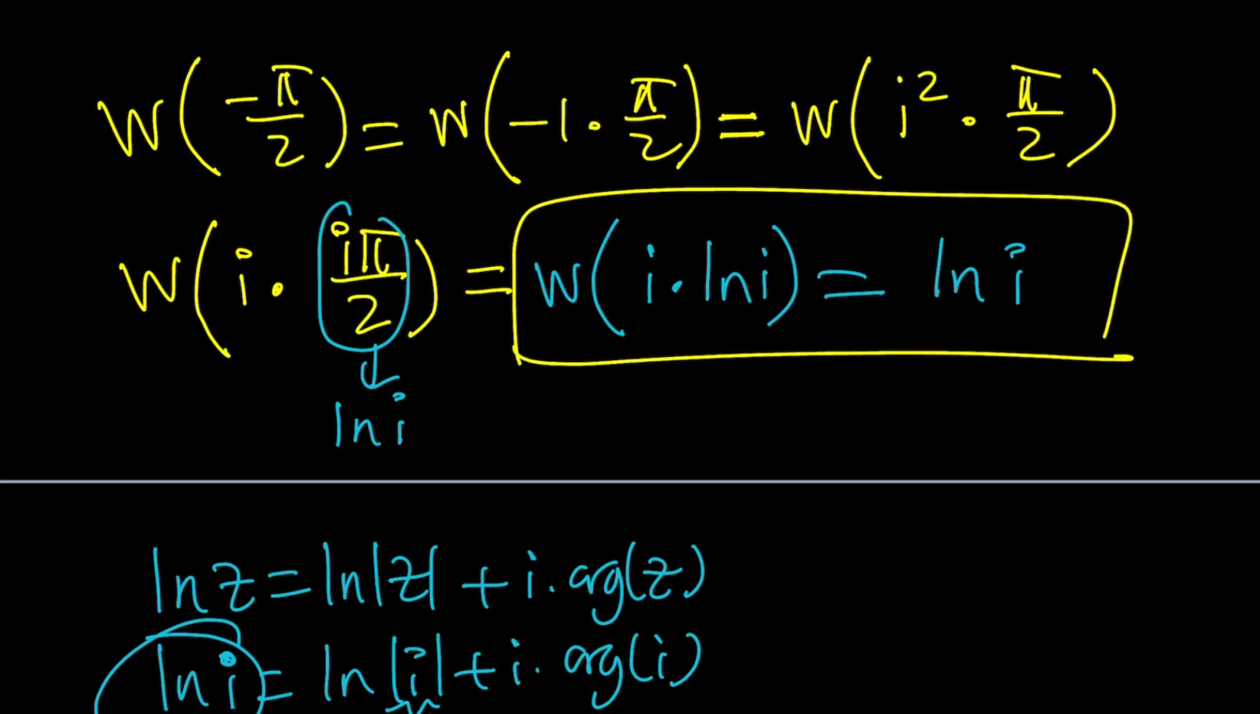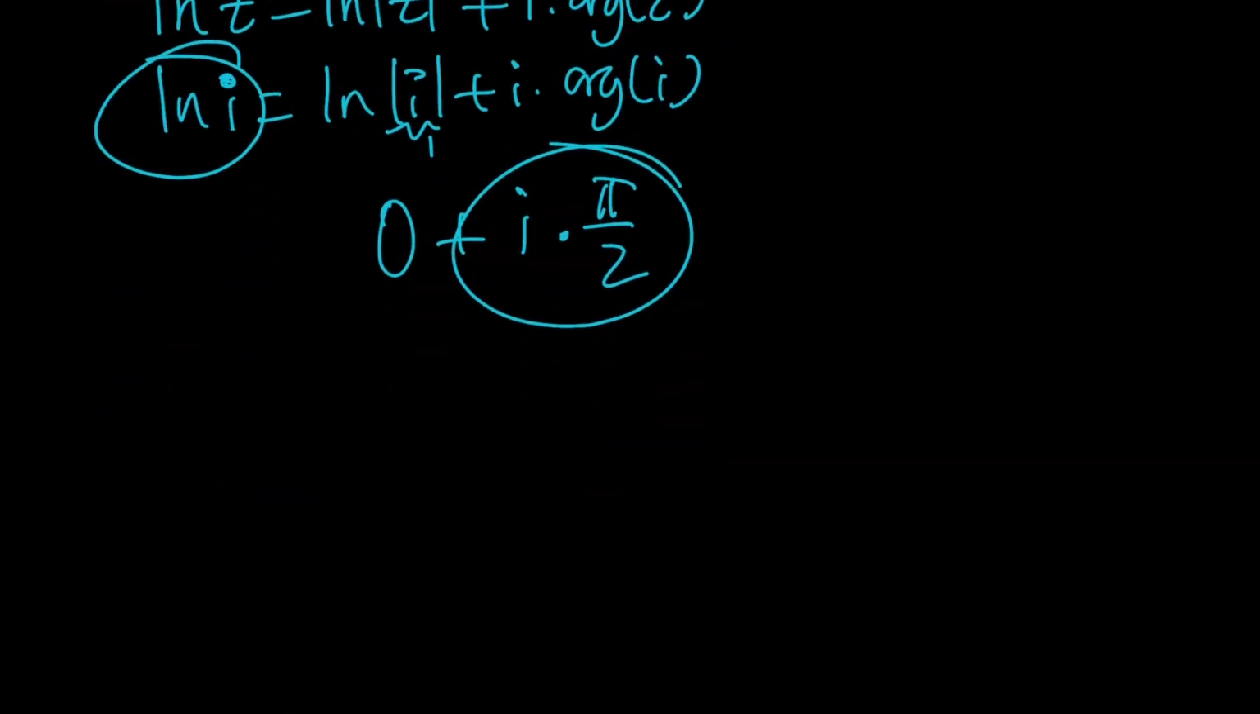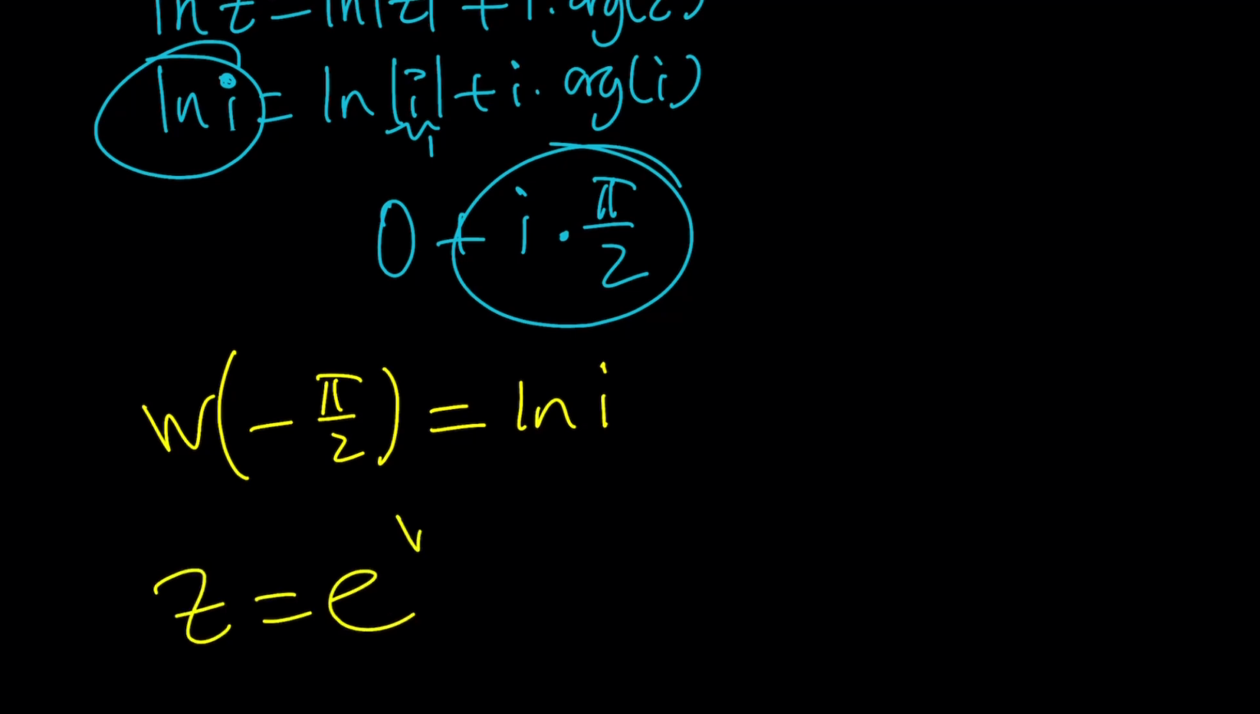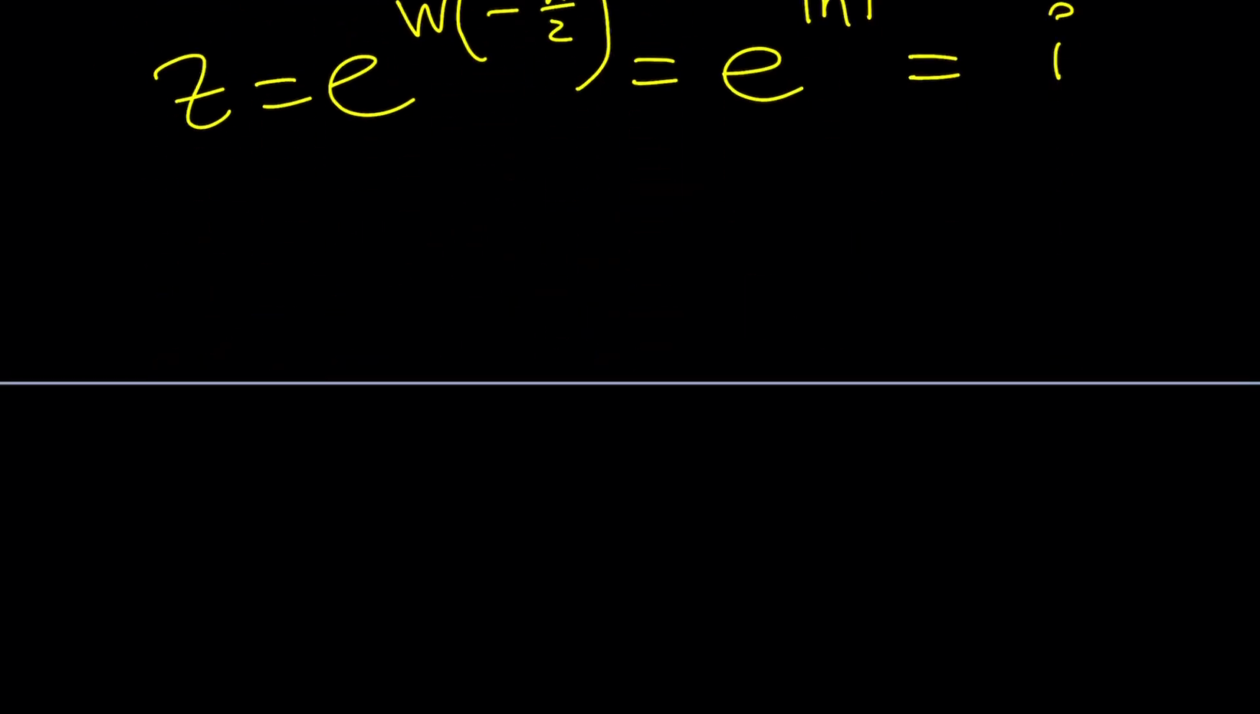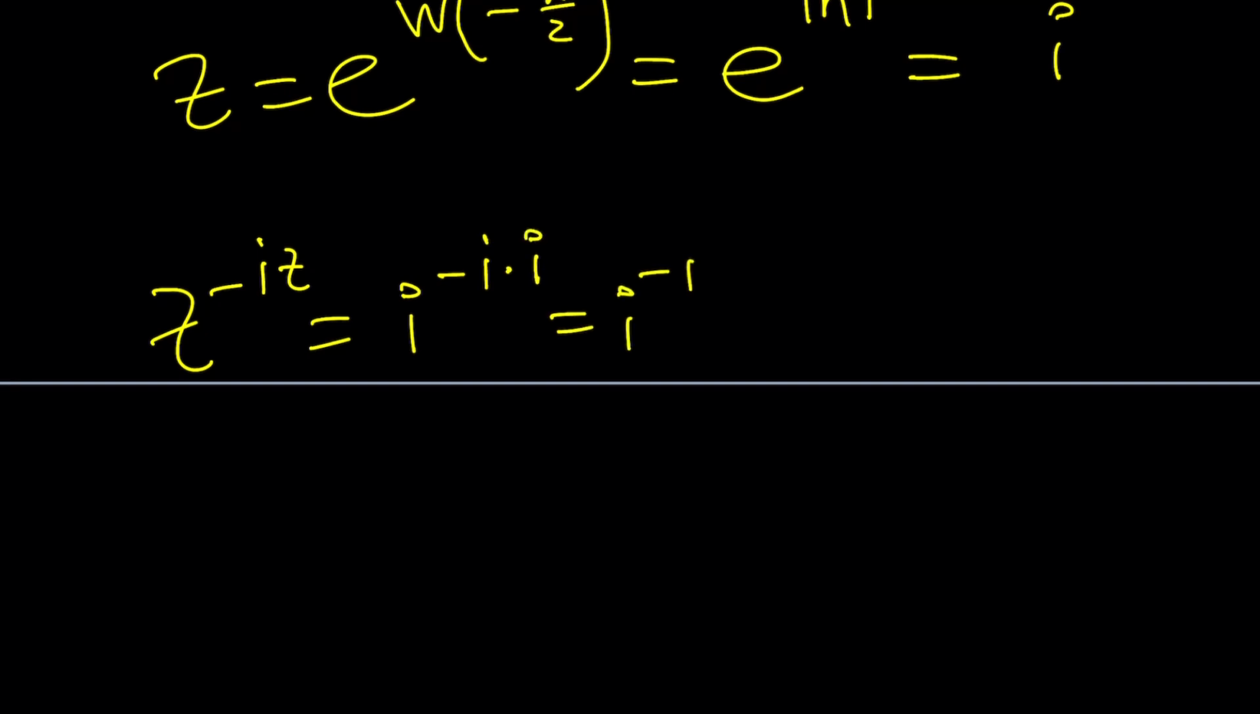So we got ln i on the right-hand side, which was this. So W of negative pi over 2 is ln i, right? And we have now z equals e to the power W of negative pi over 2, which is e to the power ln i, which is i. And wow, that's amazing, isn't it? Let's go ahead and check it out. We have z to the power negative iz, replace z with i, replace z with i. You get i to the power negative i squared, which is i to the power 1, which is i.